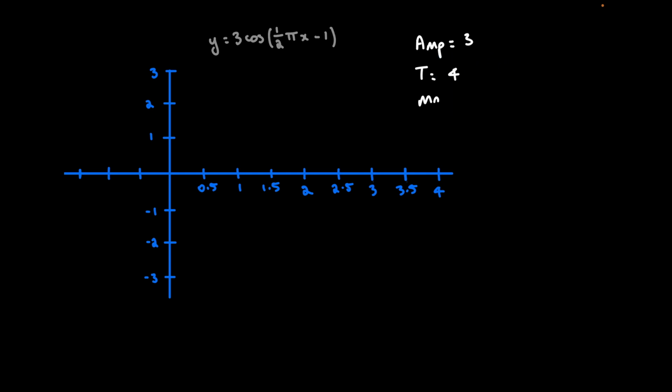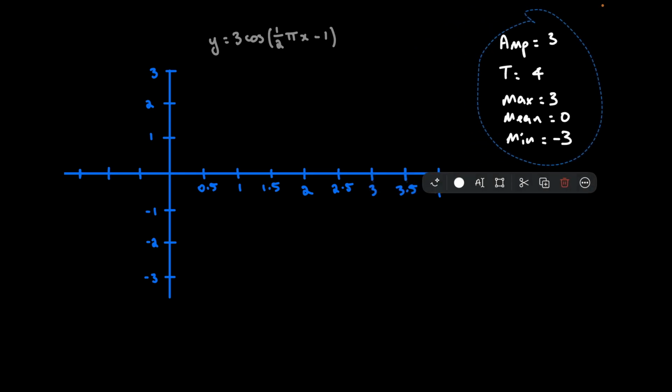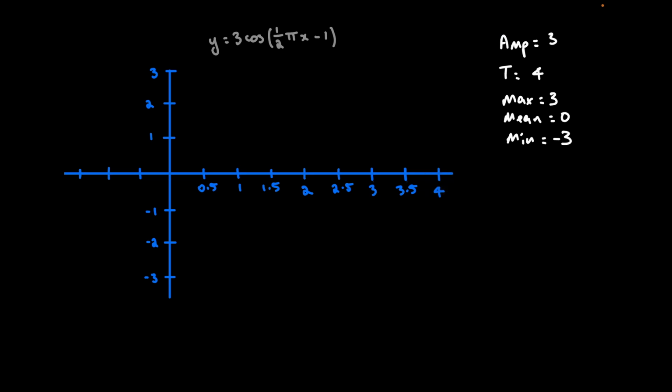Our max line is equal to d plus a. In this case, d is equal to 0. Okay, so max line is just 3. And then our mean line is equal to the value of d, which is 0. And the min line is equal to 0 take 3, which is equal to minus 3. So now that we have these 5 pieces of information, let us now graph our lines.